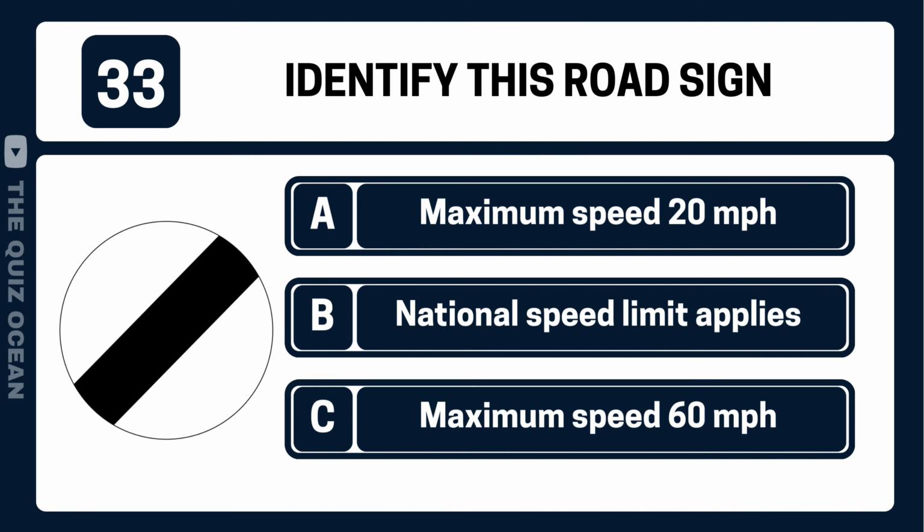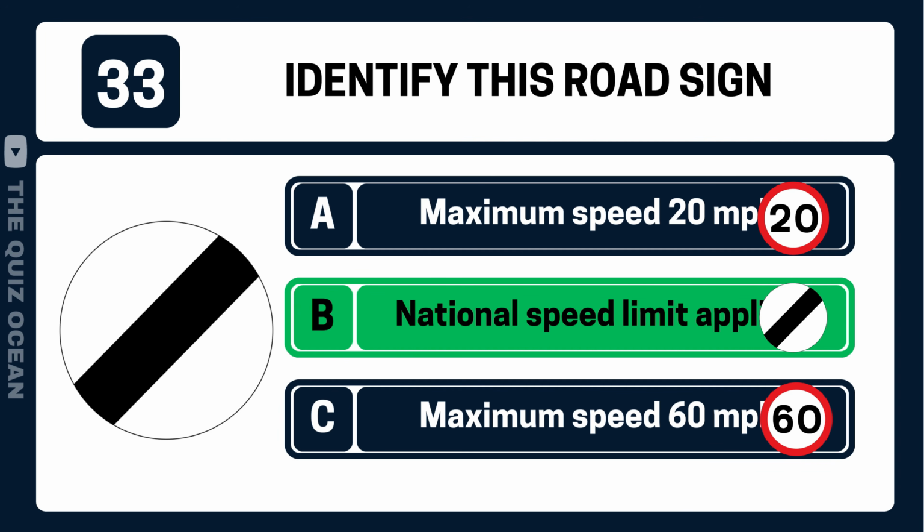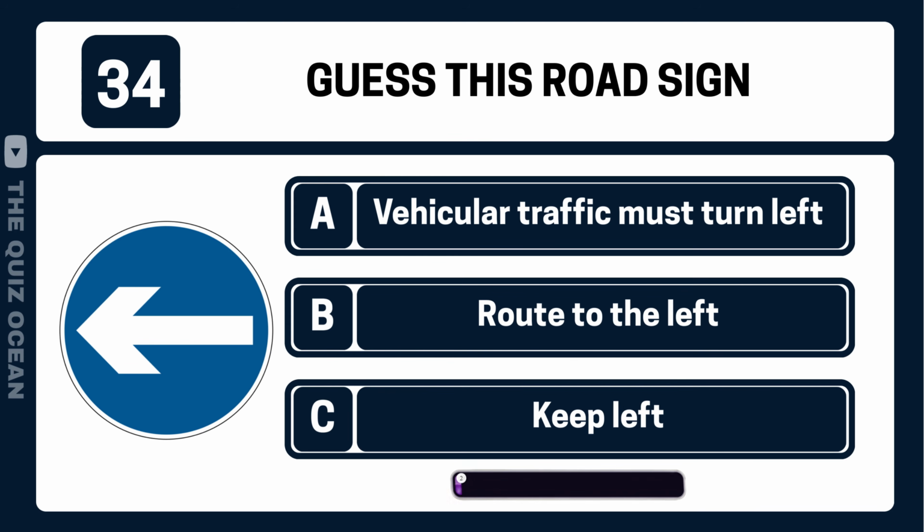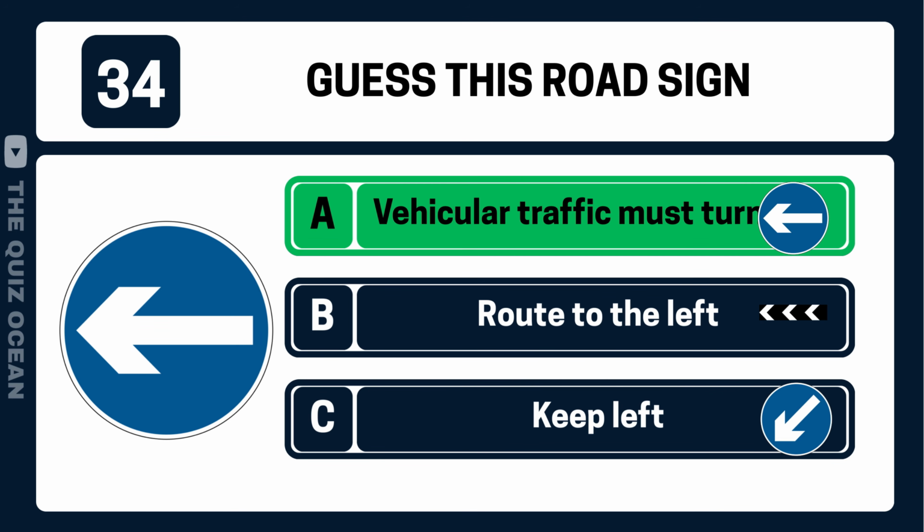Identify this road sign. That is right. This is the national speed limit applies sign. Guess this road sign. Good catch. This sign indicates that vehicular traffic must turn left.